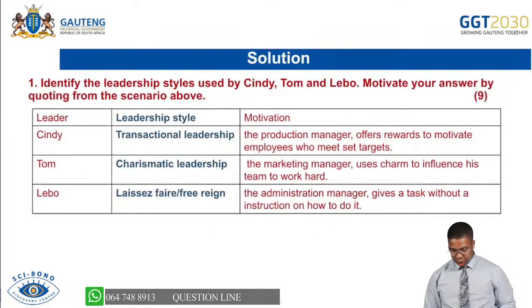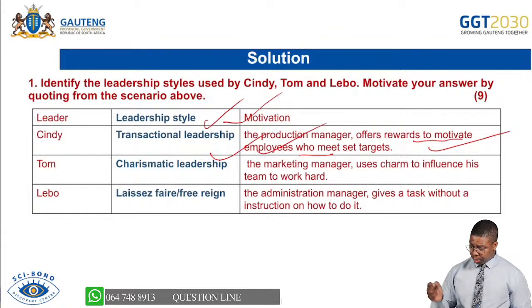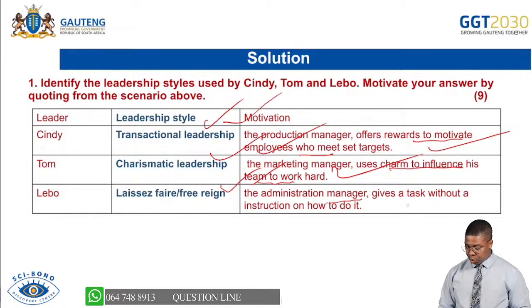Then let us look into the solution. Cindy is using transactional, 2 marks, because the production manager offers rewards to motivate employees who meet set targets. That's 1 for motivation. Then Tom is using charismatic. Why? Because Tom is using charm to influence the team to work hard. That's 1 mark for motivation. Then Lebu is using laissez-faire or free rein. Why? Because the administrative manager, Lebu, gives a task without instructing the employees on how to do or complete it. So that gives you 9 marks.